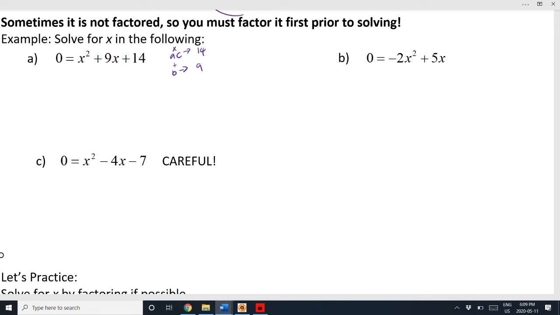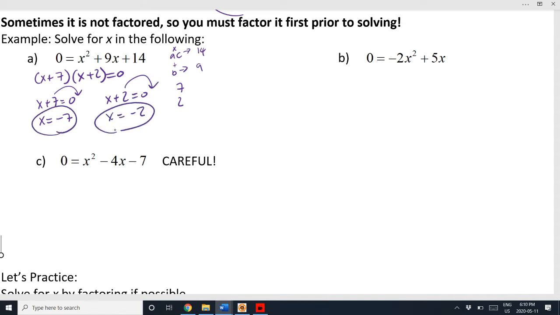Because this is a simple trinomial, we can go straight to the end if you know those numbers. That's going to be 7 and 2. So we can go straight to our factor brackets. x plus 7, x plus 2. And now we just need to solve. So we have x plus 7 is equal to 0, and x plus 2 is equal to 0. So let's move the 7 over to the other side here. So x will be equal to negative 7. And when we move the 2 over, we'll get x is equal to negative 2. And these are our solutions.